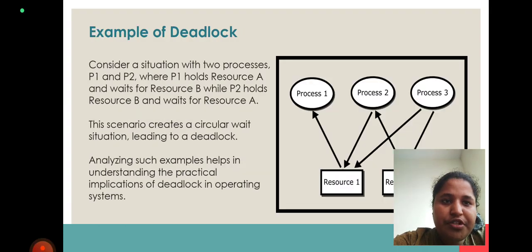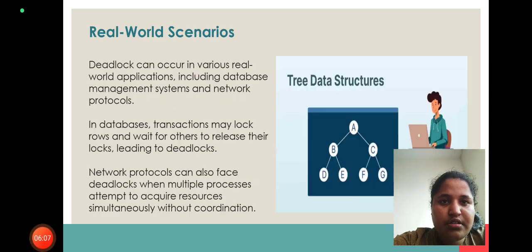Example: consider a situation of two processes P1 and P2, where P1 holds resource A and waits for resource B, while P2 holds resource B and waits for resource A. This scenario creates a circular wait situation, leading to a deadlock. Analyzing such examples helps in understanding the practical implications of deadlock in OS.